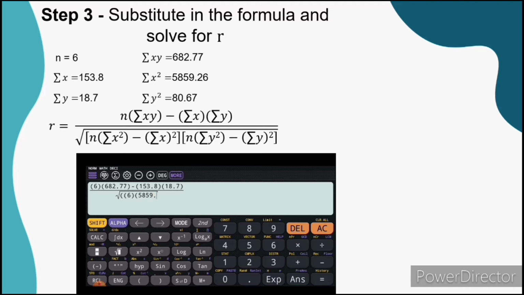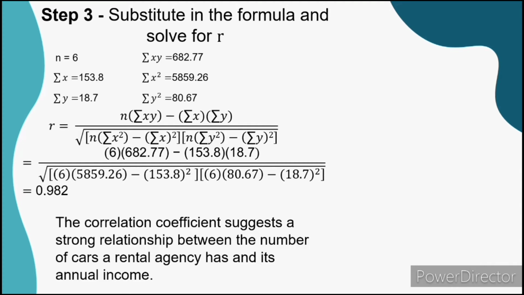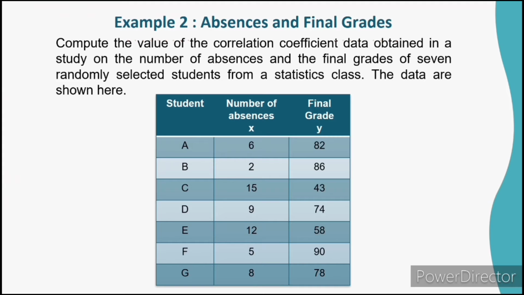the square root of 6 times 5,859.26 minus the square of 153.8, times 6 times 80.67 minus the square of 18.7. So we get 0.982. So, the correlation coefficient suggests a strong relationship between the number of cars a rental agency has and its annual income. Let's move on to our example number 2.